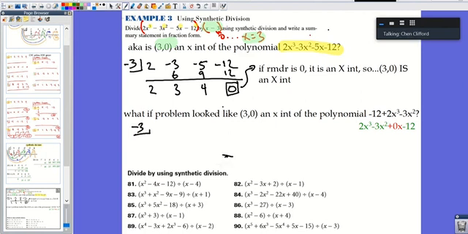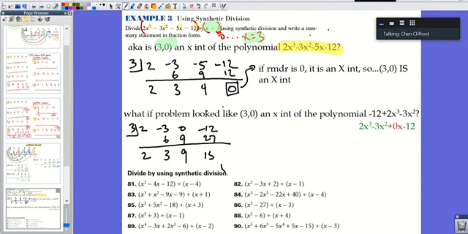negative 3. I am tripping out. I meant positive 3. I changed it to negative 3 later on. So is (3, 0) an x-intercept? You do 3, then 2, negative 3, 0, negative 12. You bring down the 2, 6, 3, 9, 9, 27, and whatever that is, 15. This is not 0, so (3, 0) is not an x-intercept.